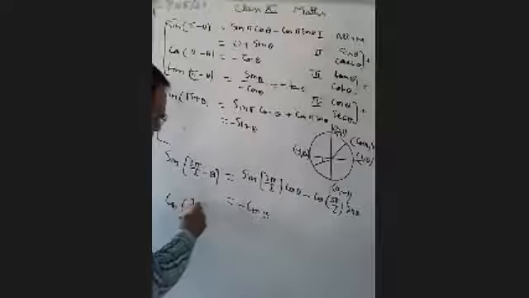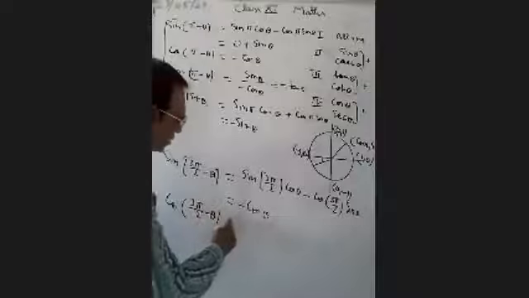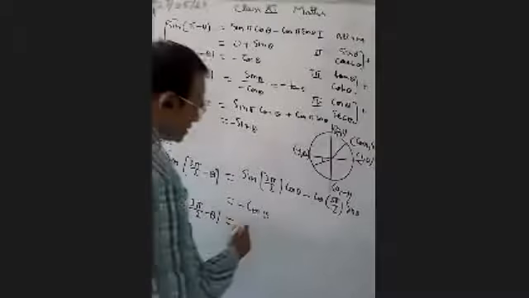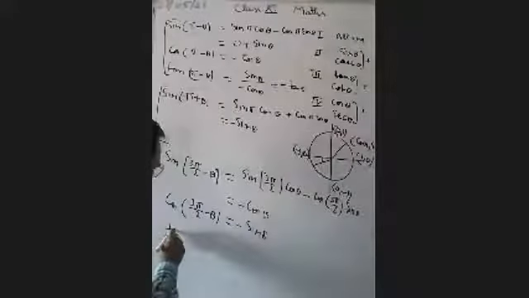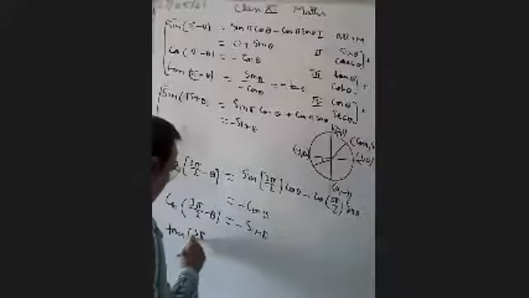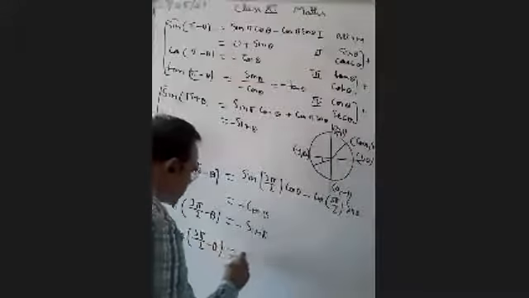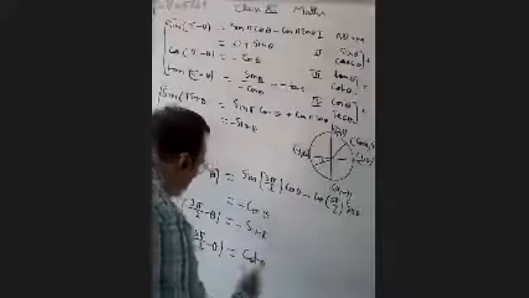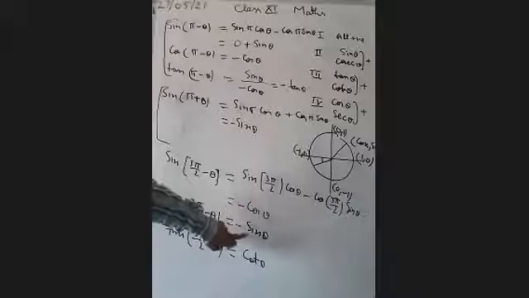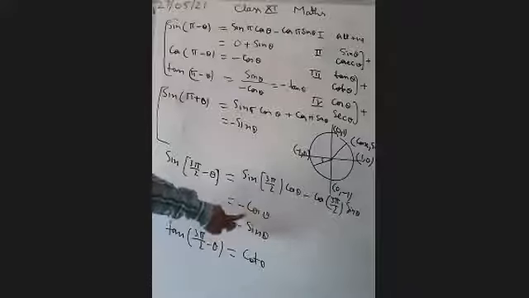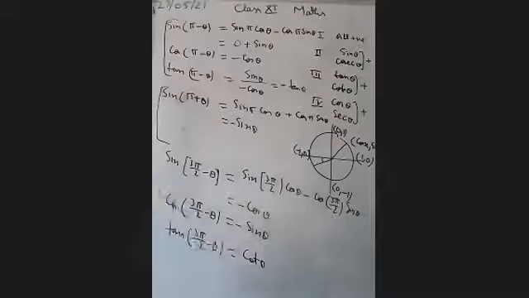Okay, same way, if you convert cos(3 pi by 2 minus theta), you will get minus sin theta. If you convert tan(3 pi by 2 minus theta), you will get cot theta. How? Because tan theta is equal to sin theta upon cos theta. So it is minus cos theta divided by minus sin theta. The minus minus will cancel. You will get cos theta upon sin theta, that is cot theta.